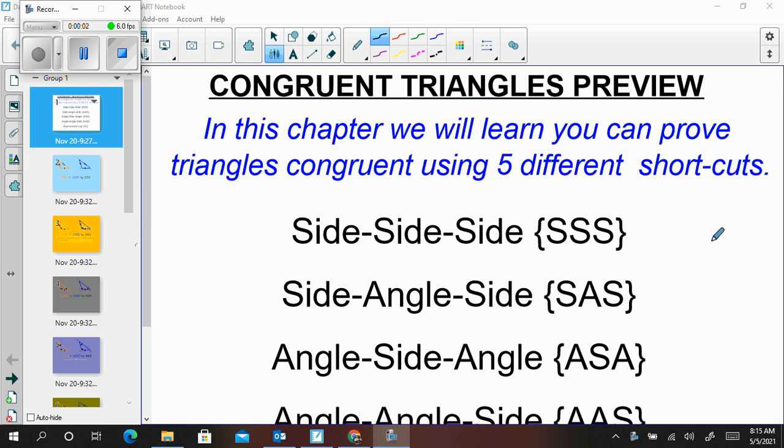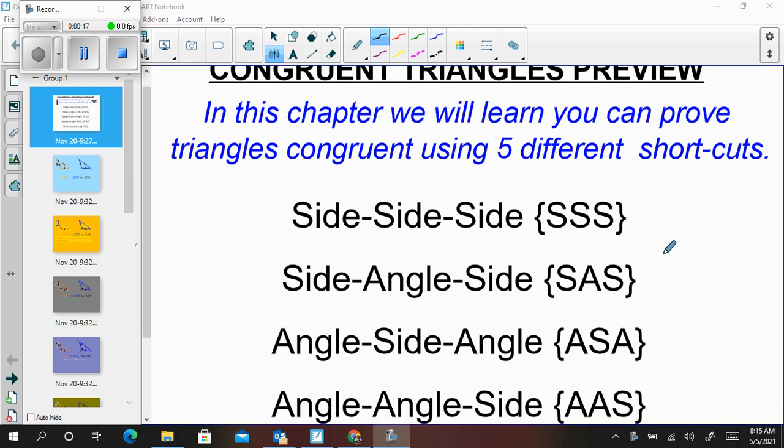Okay, class, today we're just going to introduce congruent triangles. There are various ways you can prove two triangles are congruent. And by proving two triangles are congruent, you're going to be able to say all their parts are congruent. So there are shortcuts here.